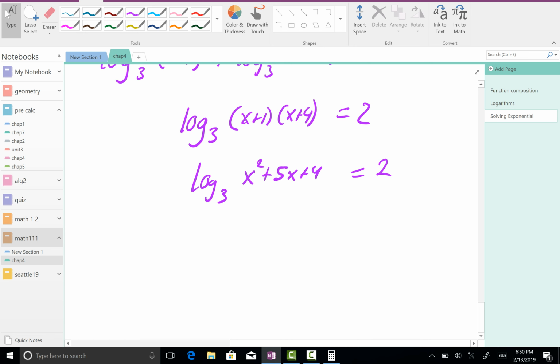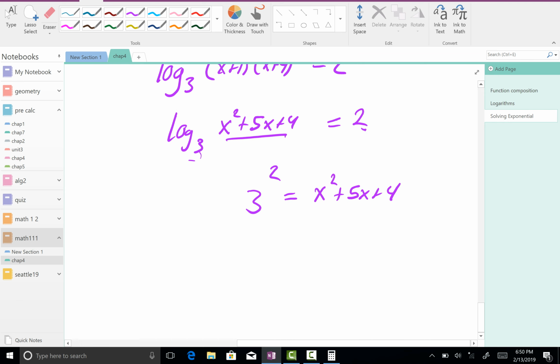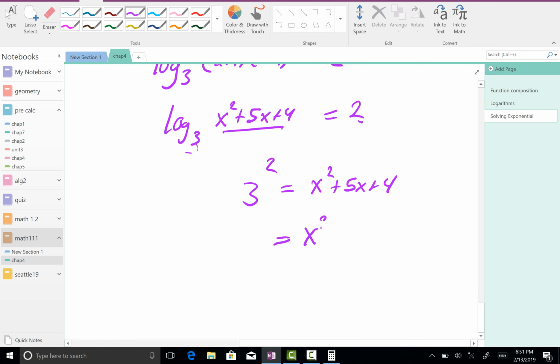And here I would just apply the definition. So we're going to take the base 3 to that power is equal to this. Since it's a quadratic, got to set it equal to 0. So we'll slide that over. So it looks like that.